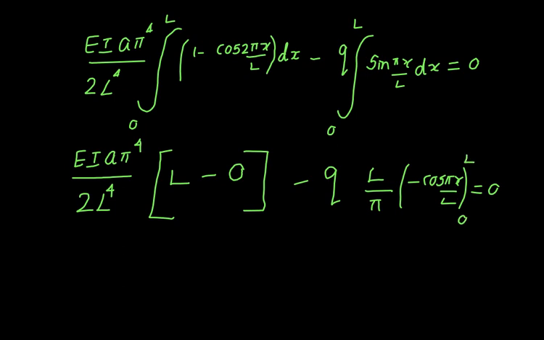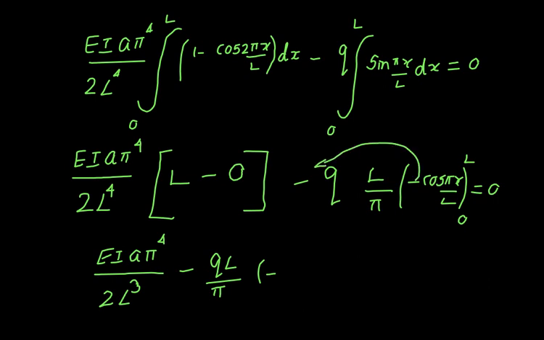So here it is EI A into pi raised to the power 4 divided by 2L cube minus QL over pi. If you substitute the upper limit, you get cos 180 degree, which is minus 1. So already there is a minus sign, so maybe you can take this minus sign outside so that you get plus. So cos 180 degree is minus 1, minus of cos 0 degree, that is 1.